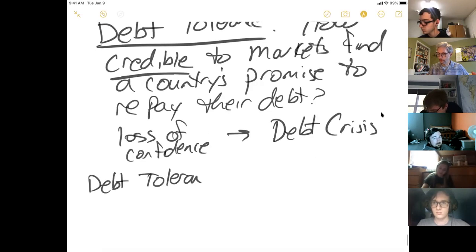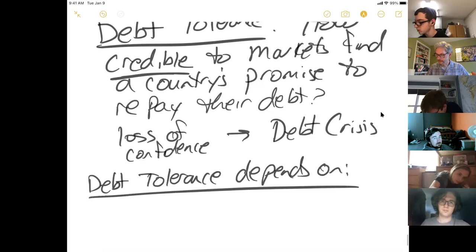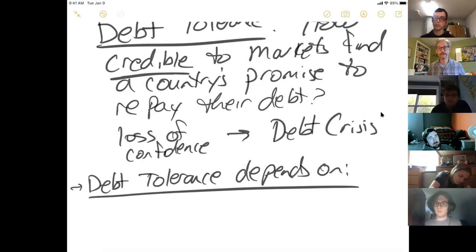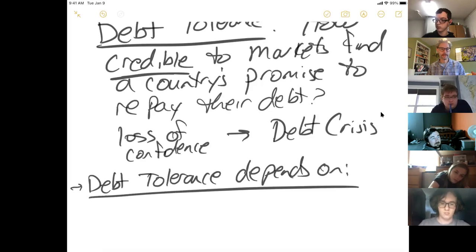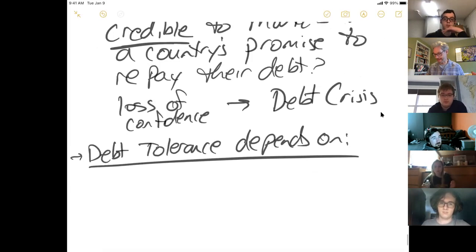Now, in the real world, debt tolerance depends on a lot of things. Let me ask you, give me some ideas of things that are going to improve markets' confidence that a country is going to repay its debt. In other words, what are some factors about a country that might make it a credible promise that they're going to repay their debt? Faith says paying off existing debts. Exactly.